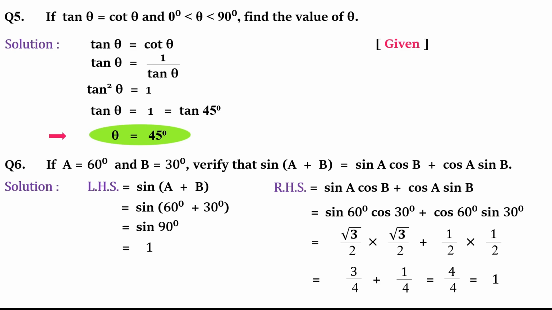So as you can see, left hand side's result was 1, right hand side also when simplified gives us 1. That means your left hand side and right hand side are equal. So we have verified that whatever was given in the question is true. Hence proved.